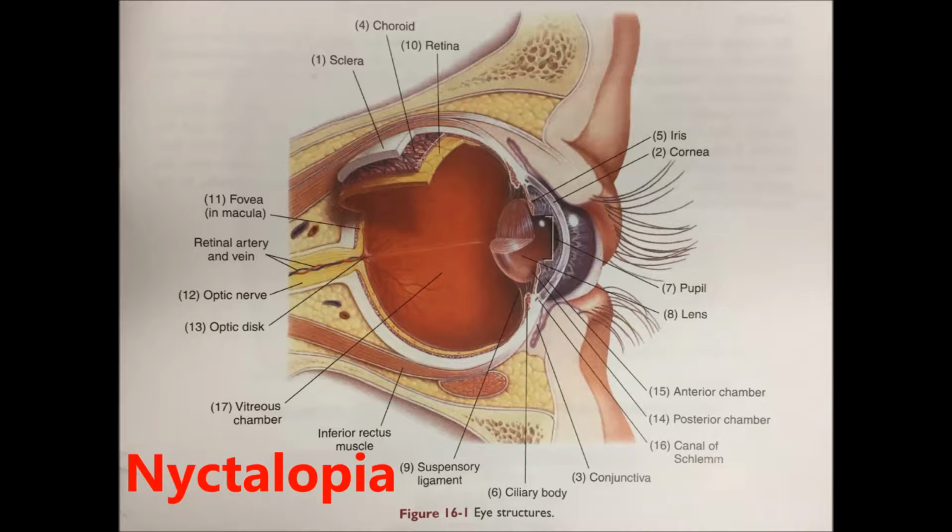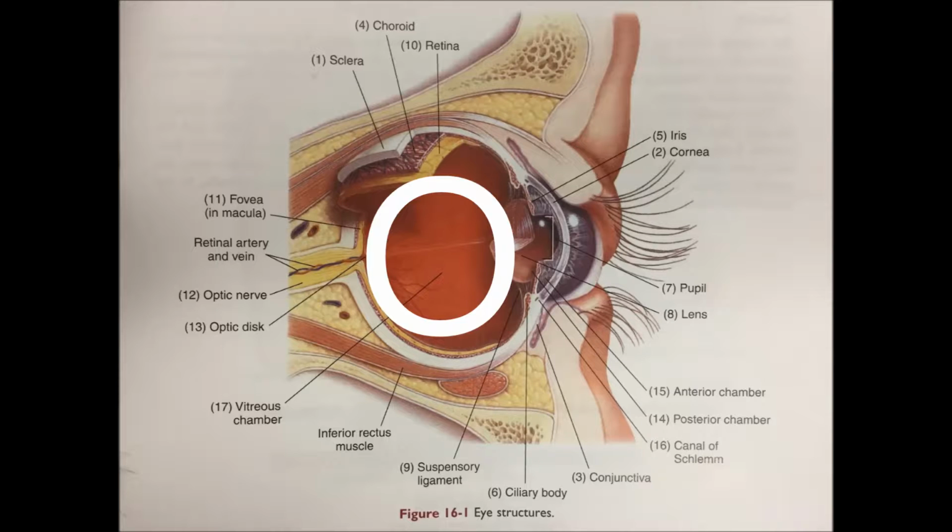Nyctalopia, also known as night blindness, is impaired vision in dim light and can be due to cataracts, vitamin A deficiency, medications, or genetic abnormalities. The other major humor of the eye is the vitreous humor, a jelly-like substance that fills the posterior cavity of the eye. The vitreous humor, lens, and aqueous humor are the refractive structures of the eye and focus light rays sharply on the retina. If any of these structures is not working properly, vision is impaired.